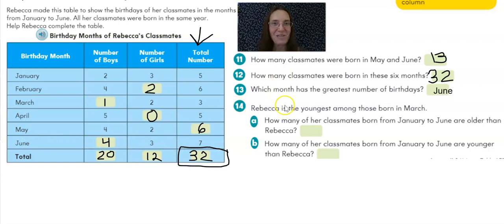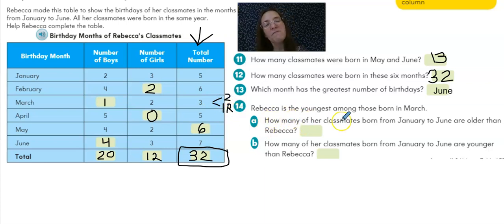And finally, we have a question that I think is very tricky. We're going to have to really think about what the table means to answer it. It says Rebecca is the youngest among those born in March. So in March, there are 3 kids. We know that the youngest one is Rebecca. So I'm going to put 1 here for her and R for her name. That leaves 2 kids who were born before her in that month.